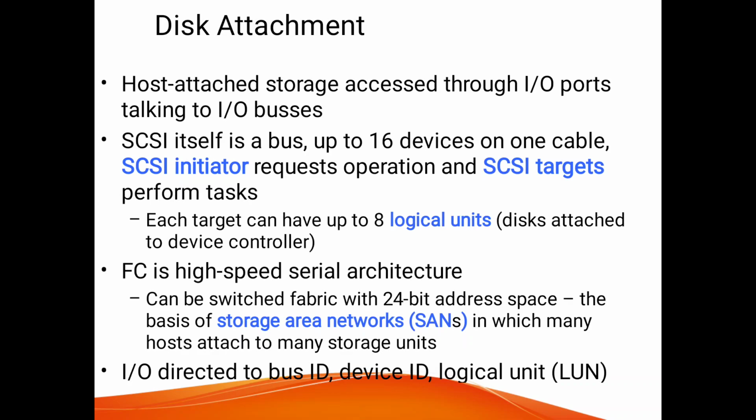The disk attachment. Here the host attached storage is accessed through I/O ports talking to I/O buses. SCSI itself is a bus, with up to 16 devices on one cable. The SCSI initiator requests operations and SCSI targets perform tasks. Each target can have up to 8 logical units. FC is a high-speed serial architecture that can be switched fabric with a 24-bit address space. The I/O is directed to bus ID, device ID, and logical unit.